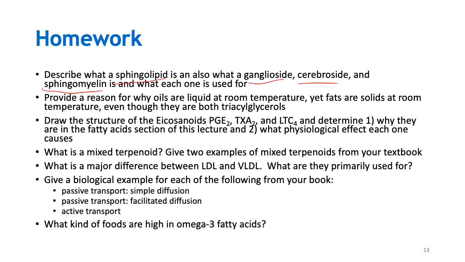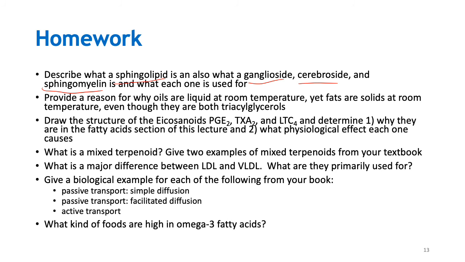I want you to provide a reason for why oils are liquids at room temperature, yet fats are solids at room temperature, even though they are both triacylglycerols. What I'm looking for is, one is typically saturated and the other is typically unsaturated. So chemically, what is going on? I want you to focus on the ability to stack and the ability to not stack, and what that does to the melting point, and also blood clotting.